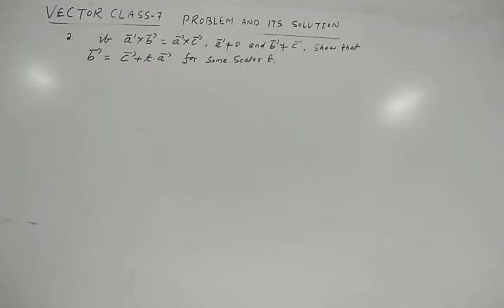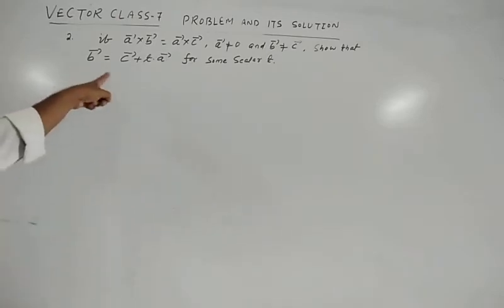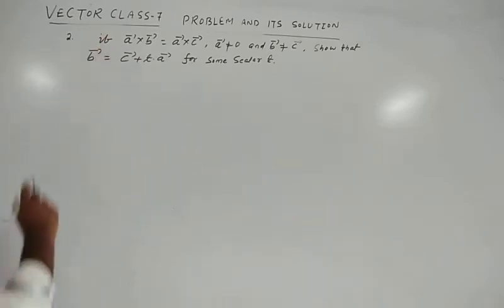Okay, next we do another problem. Next question: if a vector cross b vector equals a vector cross c vector, a vector not equal to 0 and b vector not equal to c vector, then show that b vector is equal to c vector plus t into a vector for some scalar t. Here t is the scalar. So how can you prove this one?